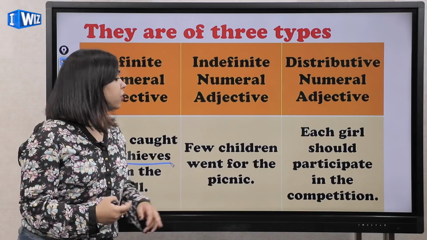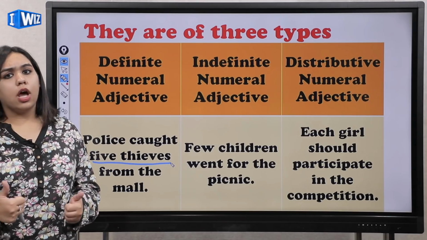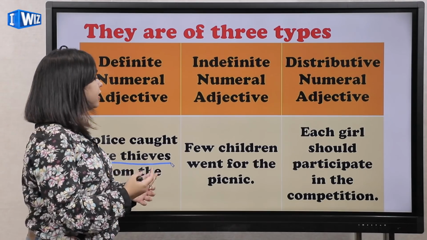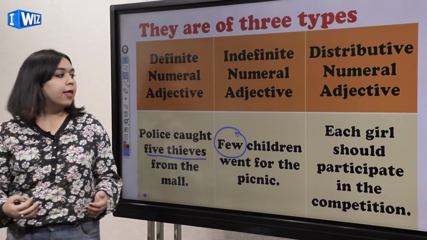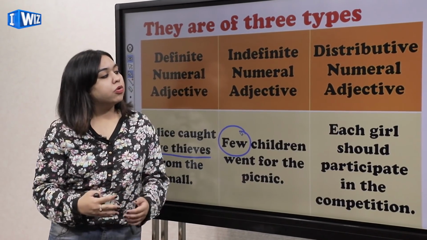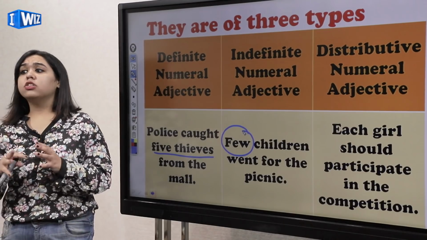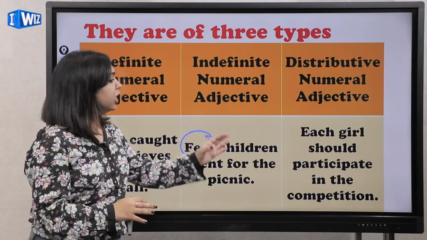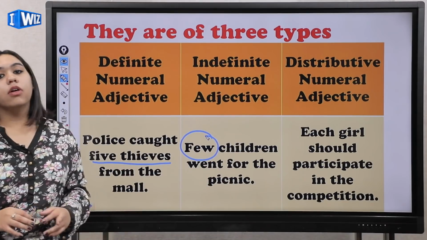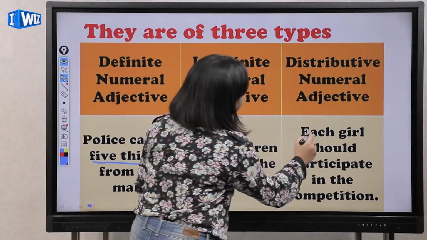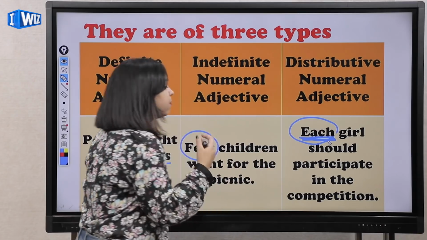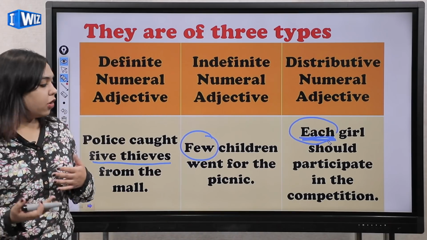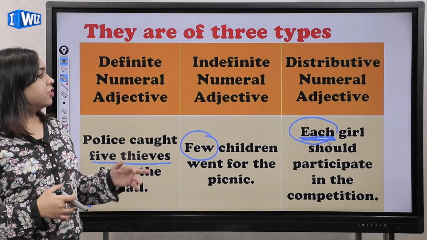Next is, few children went for the picnic. Of course, we could count the children, but it's not definite. That is why we wrote few children. And moving on, distributive numeral adjective. It talks about distribution. Each girl should participate in the competition. The adjective over here is each girl. So, each girl should participate in the competition. I hope that these are clear to you.